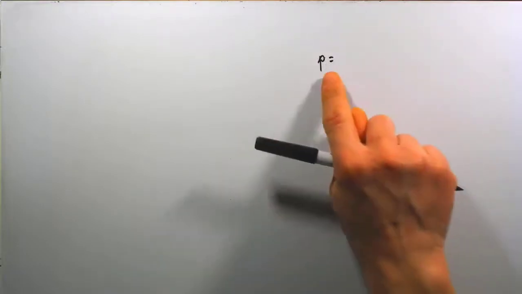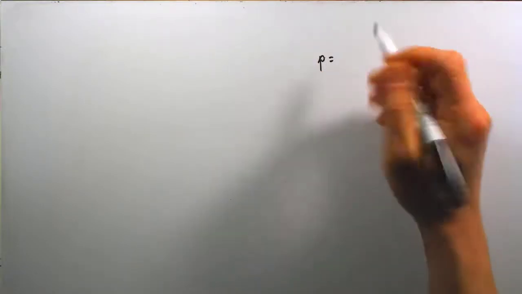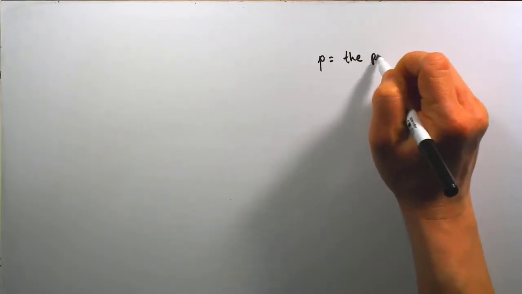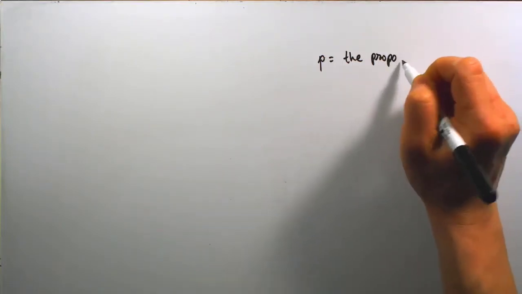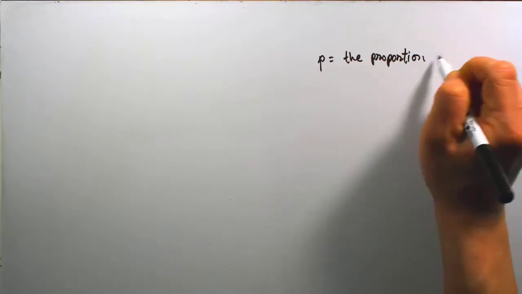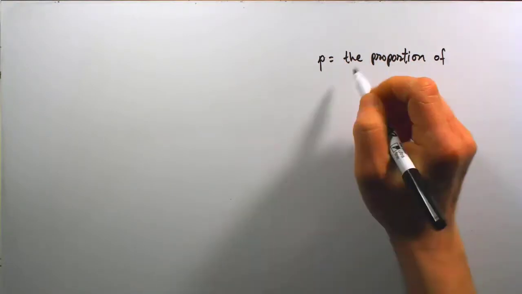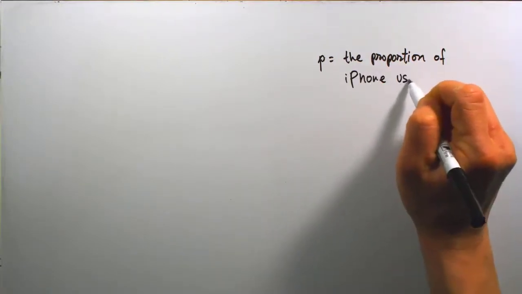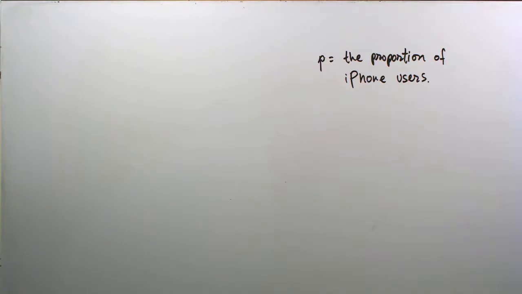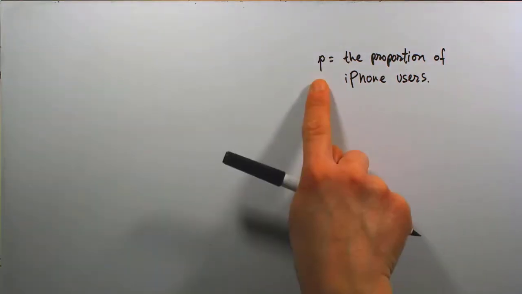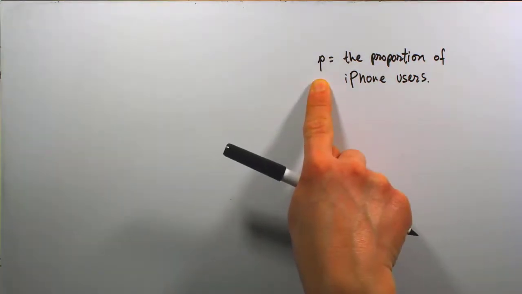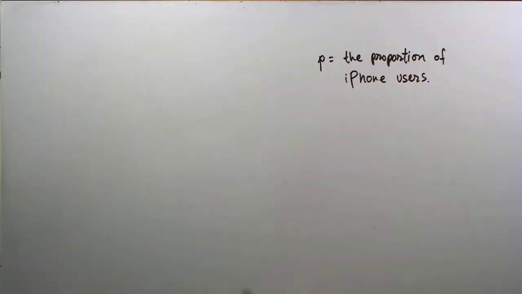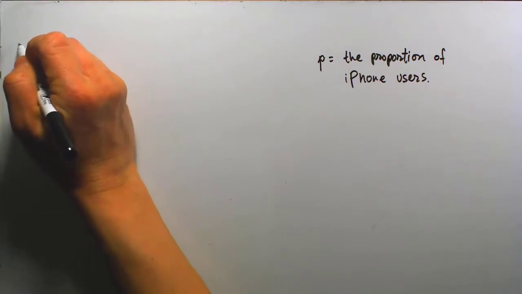Lowercase letter p, as we have already understood what it means, we define that to be the proportion of iPhone users. And this proportion, once we have defined it right from the statement of our testing hypothesis problem, then we have the following alternative hypothesis.